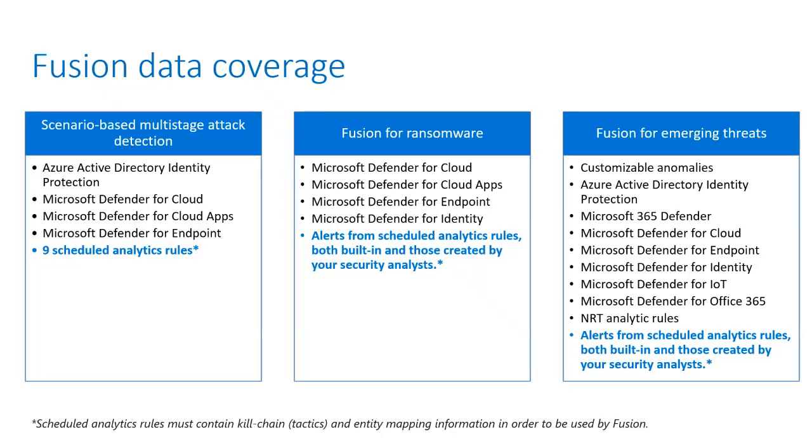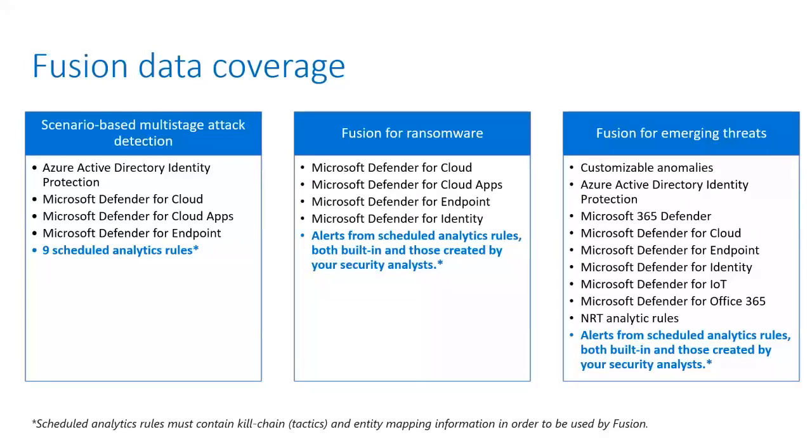On this slide, you can see currently we have three main categories for Fusion detection: scenario-based multi-stage attack detection, Fusion for ransomware, and Fusion for emergent threats. For the scenario-based multi-stage attack detection, there are 122 scenarios you can see in our Fusion documentation. You can see the required data connectors and the required alerts listed for each scenario. There are 9 specific analytics rules supported as part of the scenario-based multi-stage attack detection.